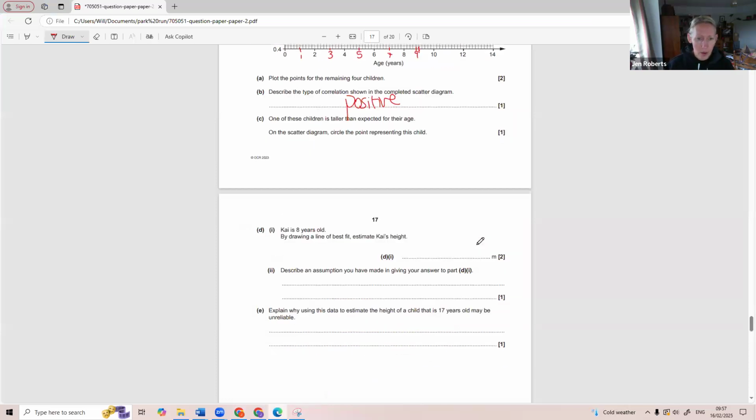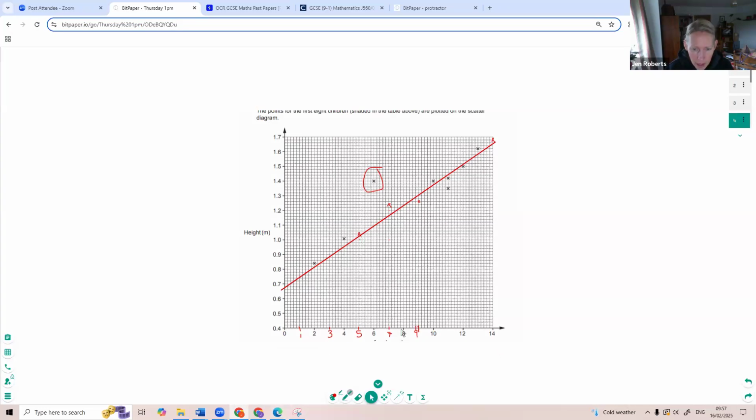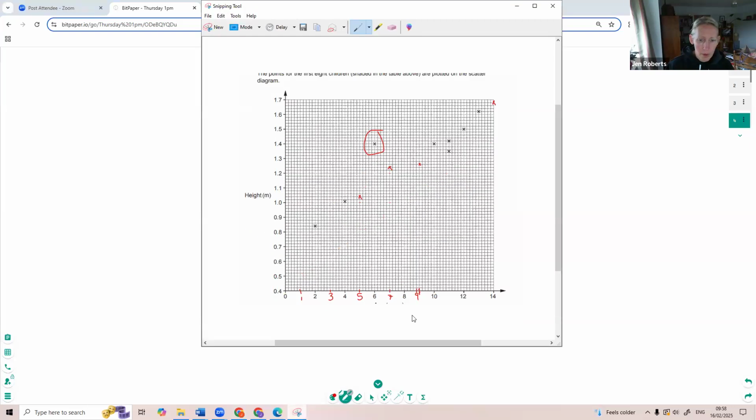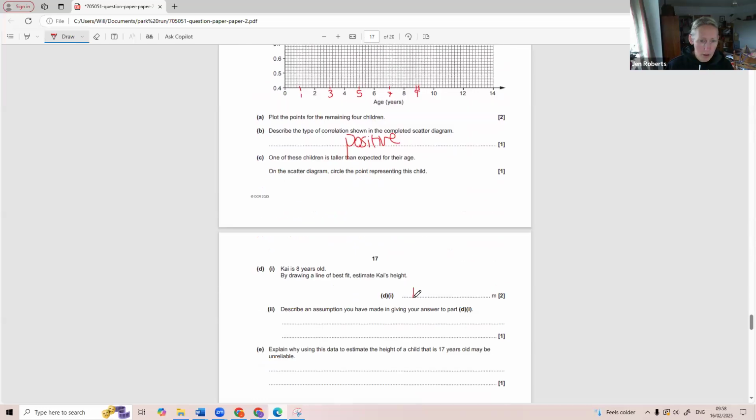Okay, Kai's 8 years old. Estimate Kai's height. Let's go back to my line of best fit. 8 is here, and actually show on the diagram. Just show the examiner you've actually used your line of best fit. That would take me over here, to 1.22, 1.24. His height would be 1.24 using my scatter graph.